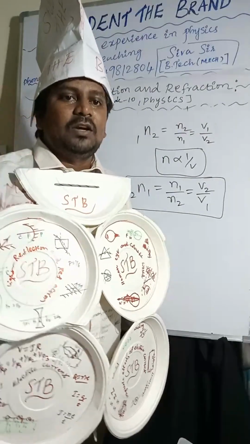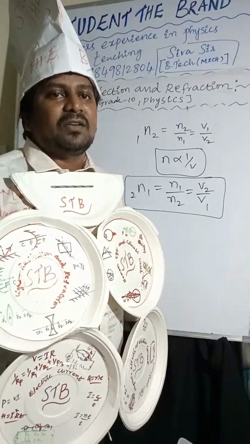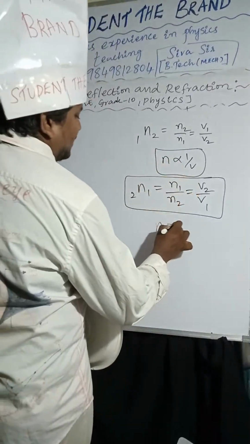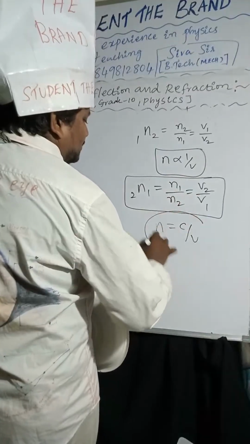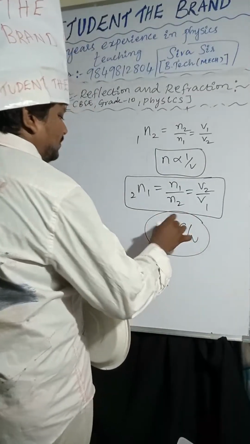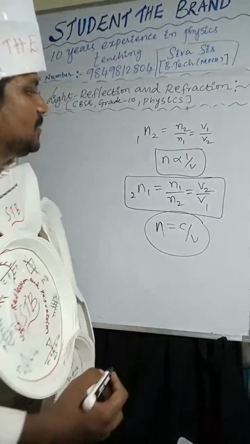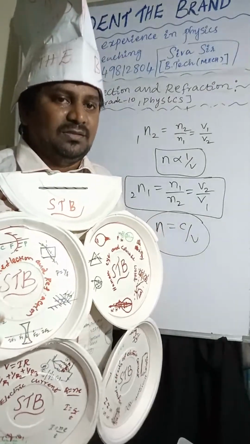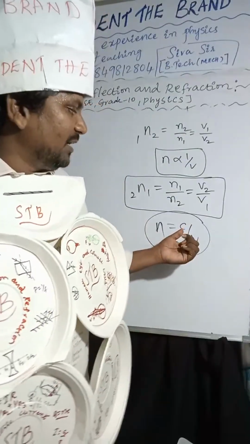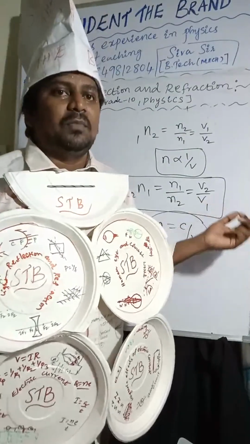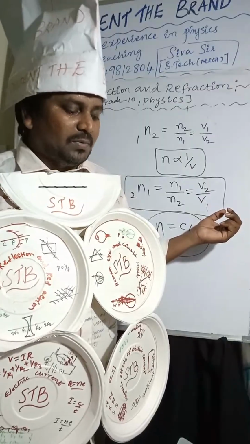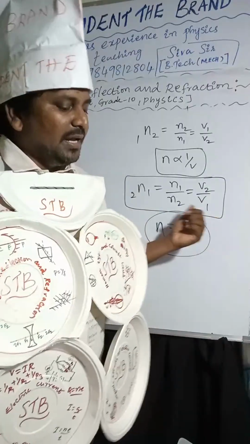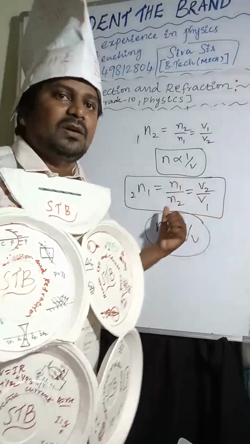Whereas absolute refractive index is the speed of light in vacuum by the speed of light in medium. C, the speed of light in vacuum, is 3 into 10 power 8 meters per second. So N equals C by V.